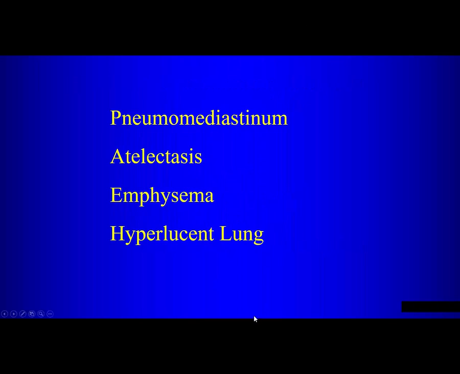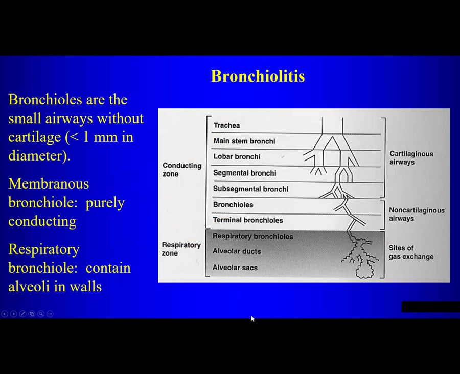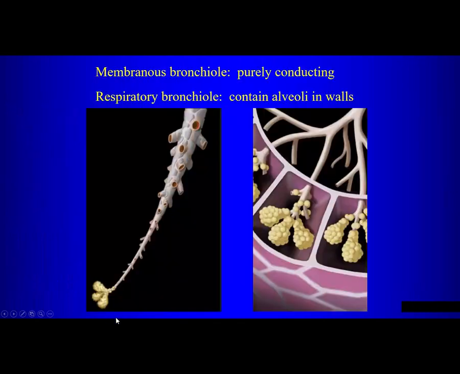Okay, so these are the things that we've finished covering so far. Okay, so let's move on to small airway disease. We'll start with bronchiolitis. So the bronchioles are the small airways without cartilage. They're less than 1 millimeter in diameter. Membranous bronchioles are purely conducting. Respiratory bronchioles contain alveoli within the wall. So the respiratory bronchioles will have some alveoli there within the walls. Okay?